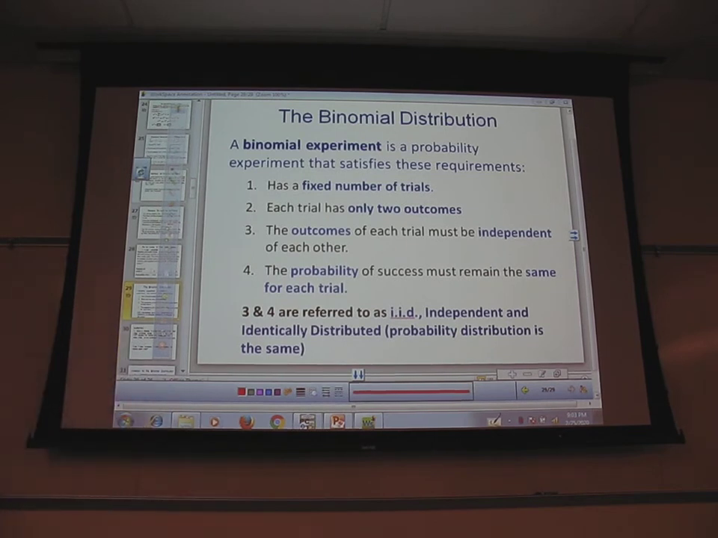So those four things are things you need to sort out. Fixed number of trials: you're going to do it so many times, and you know ahead of time when you're going to stop. Two, it only has two possible outcomes. Each little trial that you do only has two outcomes. And then each of these outcomes has the same probability. They don't change.